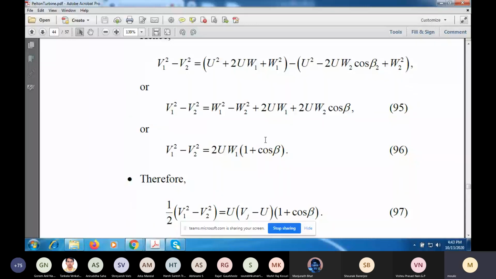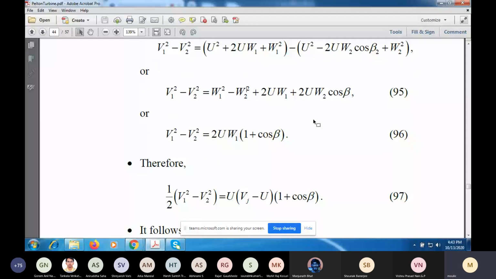Now, if the fluid is inviscid, then W1 will be equal to W2. So these two terms will also cancel out. So out of the 6 terms, only 2 will survive. And if I use the fact that W2 is W1 and factor it out, then you see that V1 square minus V2 square is twice U W1 into 1 plus cosine of beta.